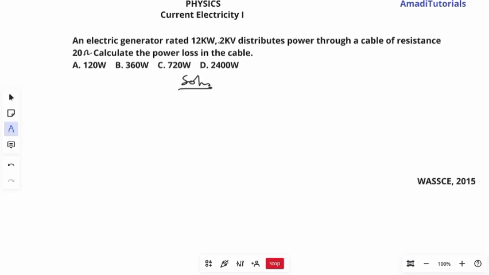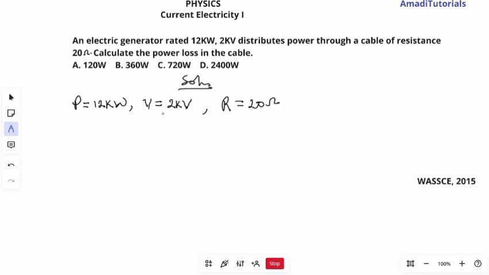So first, we're going to write out the parameters here. An electric generator rated 12 kilowatt, that's rating for power. So the power generation of that generator equals 12 kilowatts. And then 2 kilovolt, that's the voltage. The voltage equals 2 kilovolts. Distribute power through a cable of resistance 20 ohms. Calculate the power loss in the cable.